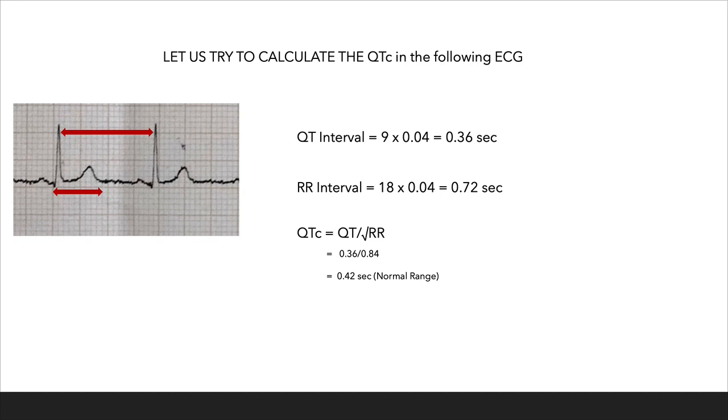So the problem, especially if you're in an examination hall, is how do you calculate the square root of your RR interval? It's going to be pretty difficult, especially with the shortage of time. So usually the examiner might just insist on you knowing the formula and not actually doing the corrected QTC.